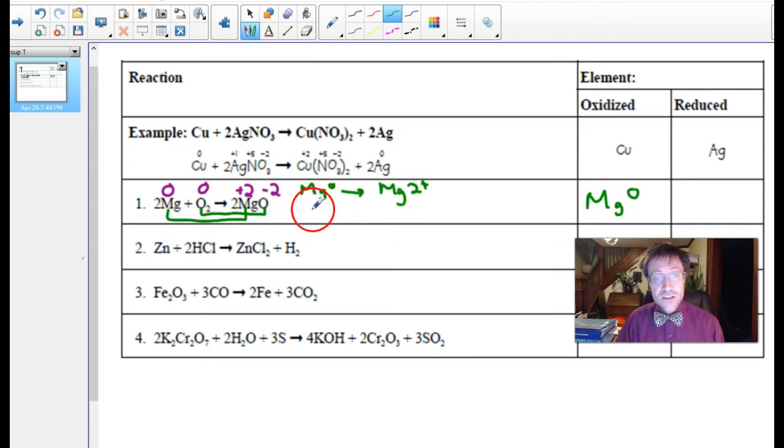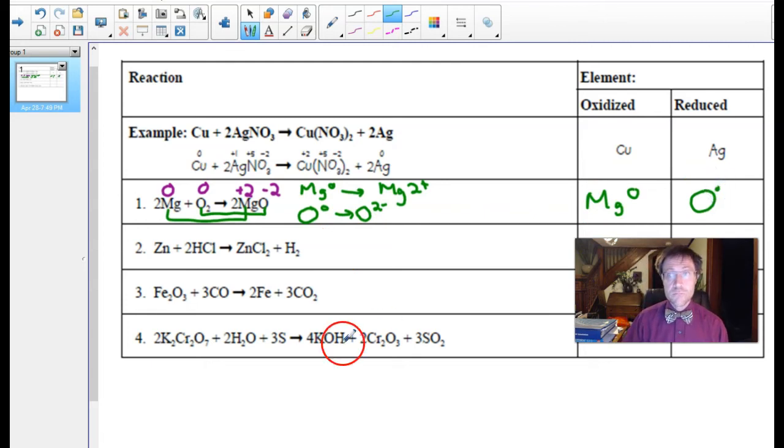And for oxygen, it went from oxygen 0, and turned into an oxygen with a 2- charge. That is obviously gaining electrons. LEO says GER: gaining electrons is reduction. Yeah? Does that make sense?